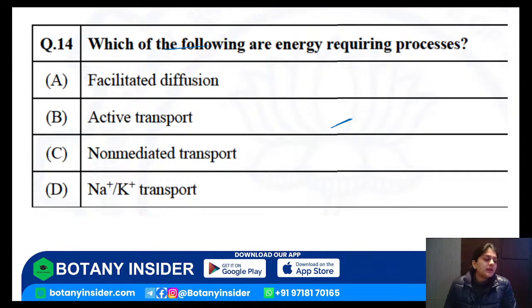Correct. Very good. Very good. So that's why I said match the following. Whatever the question is, you have to be very smart in marking the answer.